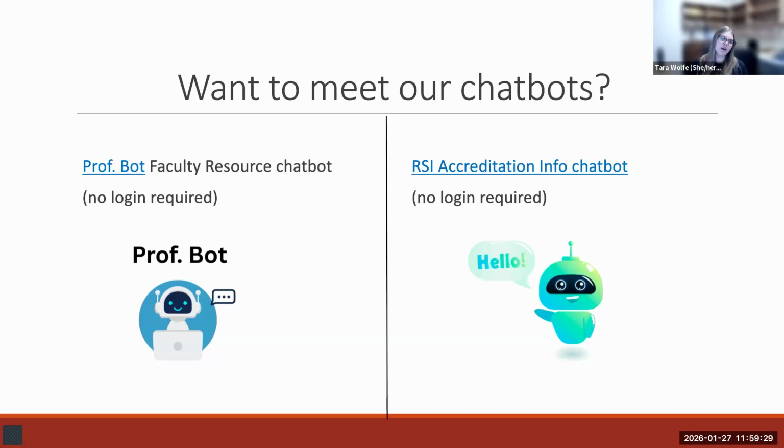So we have the ProfBot, which is like a faculty resource chatbot. And then there's also a chatbot on RSI accreditation. This was made last year, so all the information in there should still be current. That's a lot of fun, especially if you're looking for ways to make your assignments or your quizzes a little more AI resistant. You can try chatting with ProfBot and getting some ideas on how to do that as well.